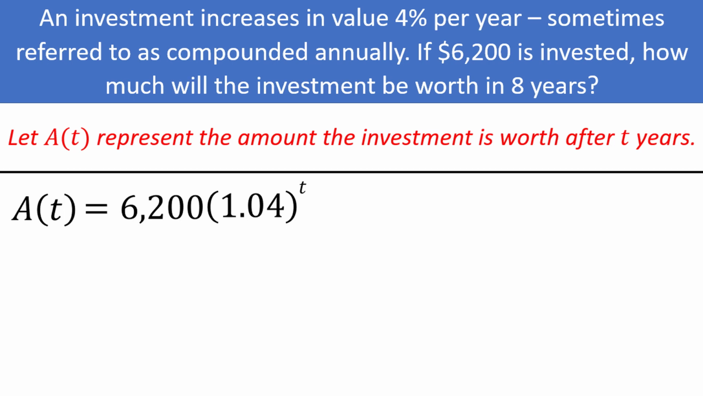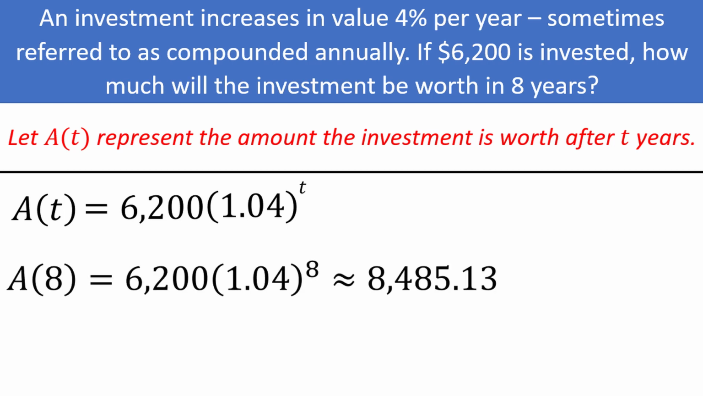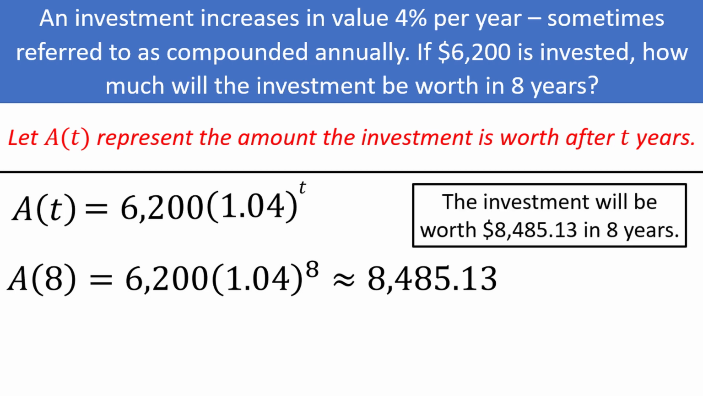If we want the balance after 8 years, just plug in 8 for t. We have A of 8 is equal to 6,200 times 1.04 to the 8th power, which, if you plug into your calculator, you will get 8,485.13. This investment will be worth $8,485.13 in 8 years.